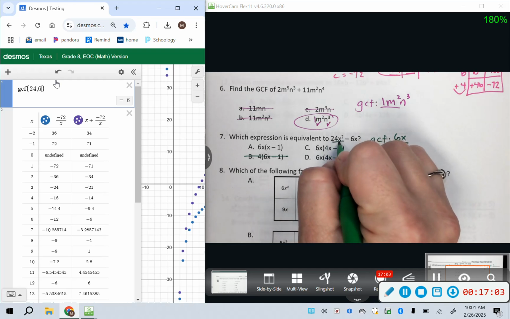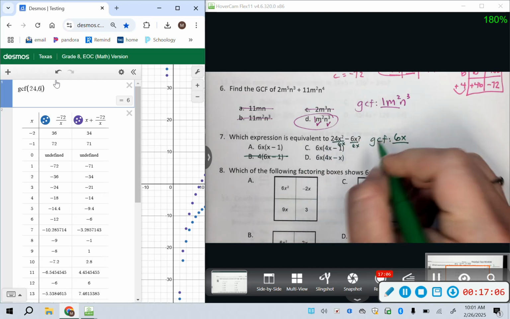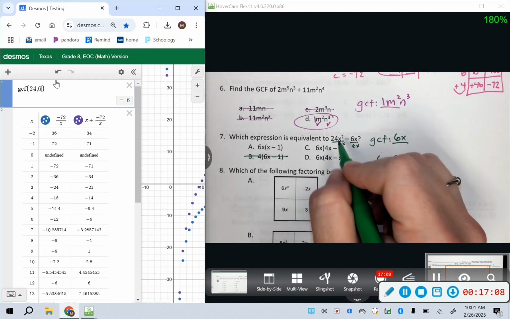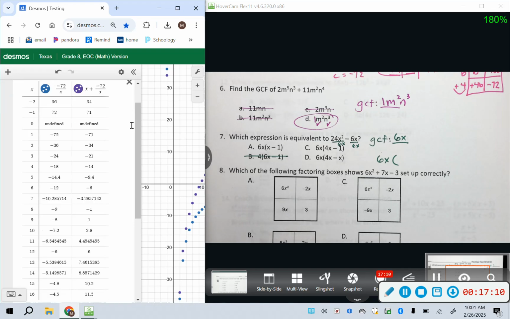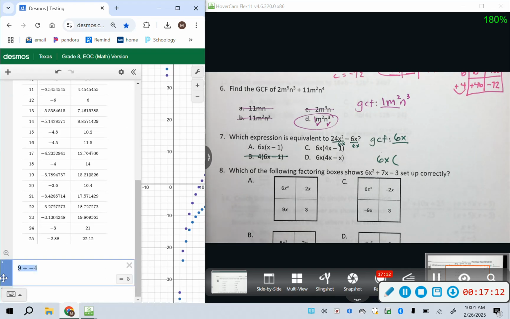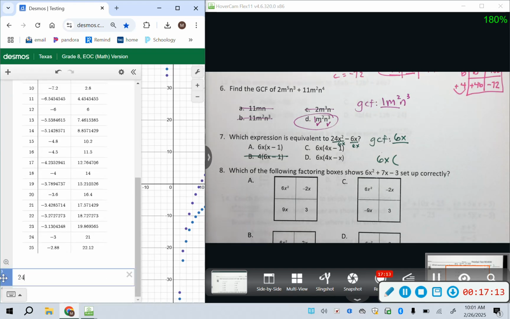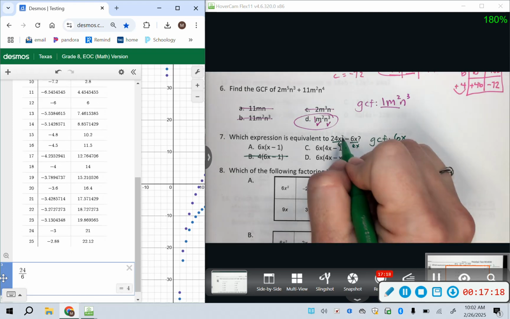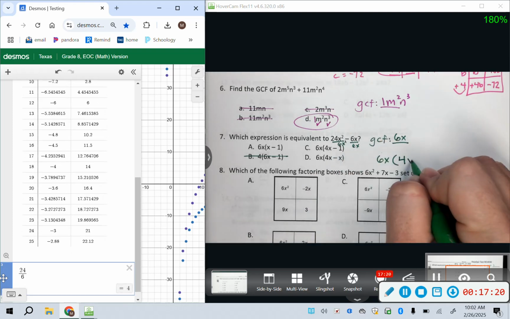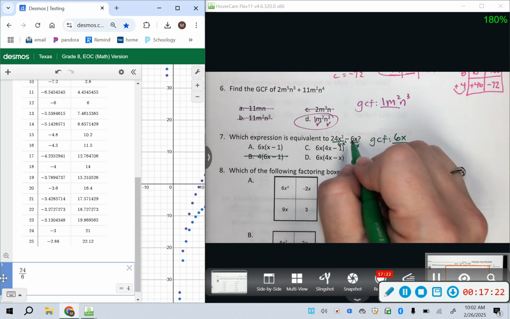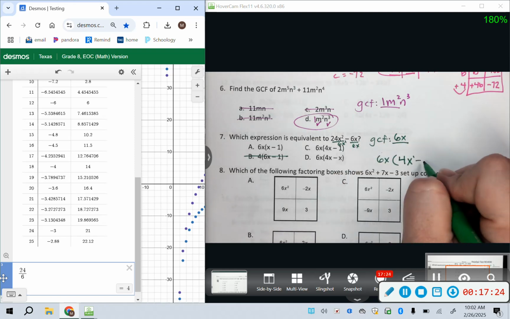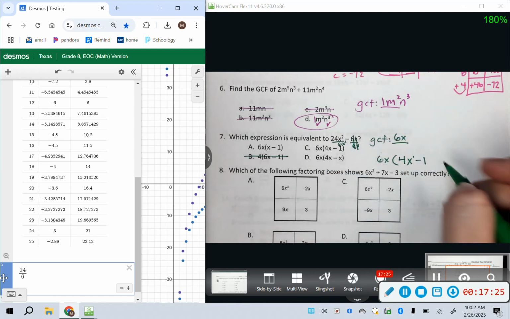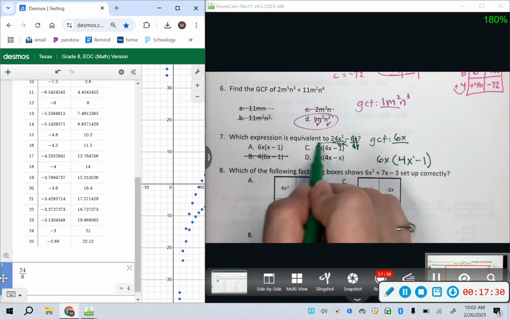So I'm going to divide by 6x, divide by 6x to see what I have left. 24 divided by 6. If we struggle with the math, let's do it in the calculator. 24 divided by 6 gives me 4. 2 minus 1, because we subtract, is x to the first power, or just x. Now minus 6 divided by 6 is 1, and the x's cancel or give me 1, so there's my answer, which is C.